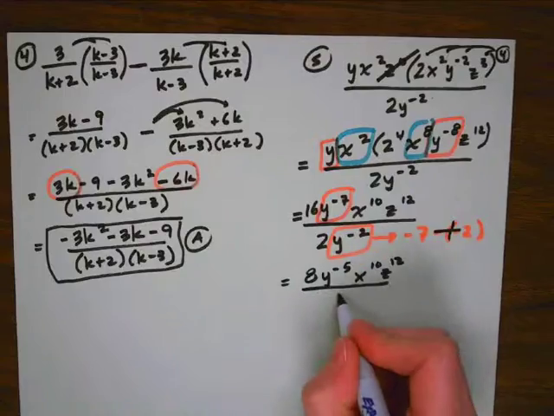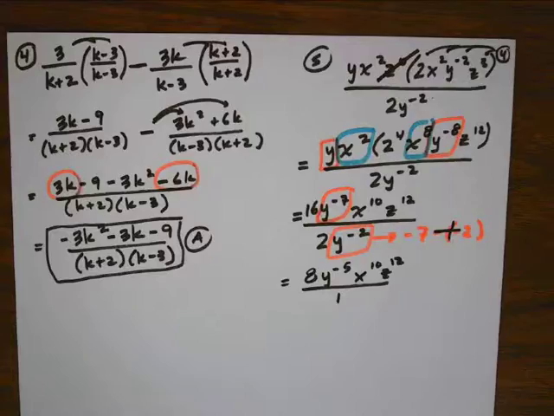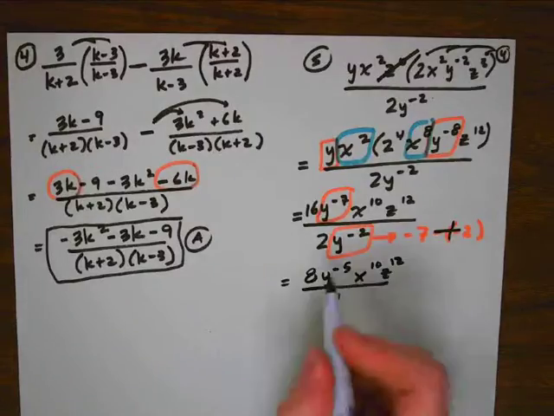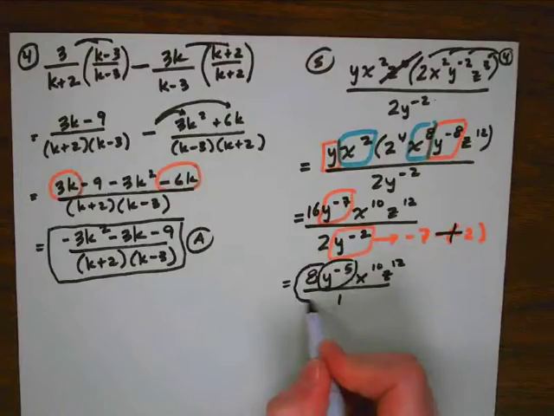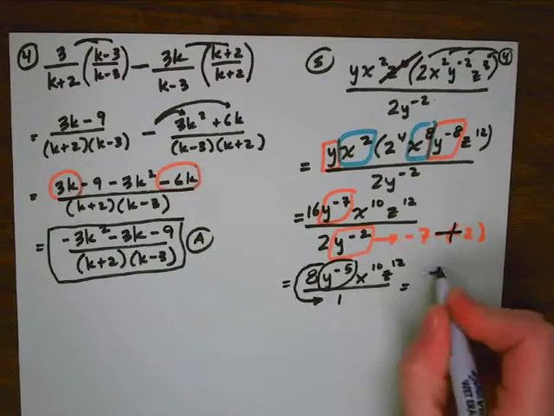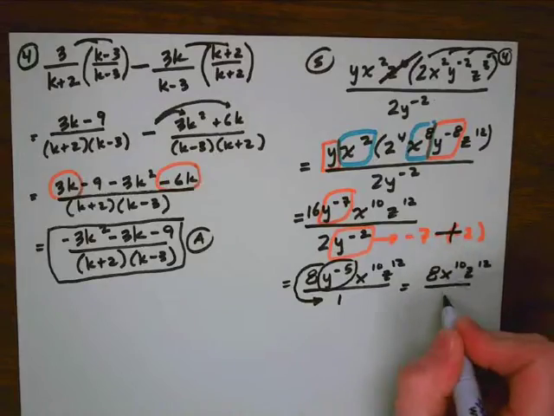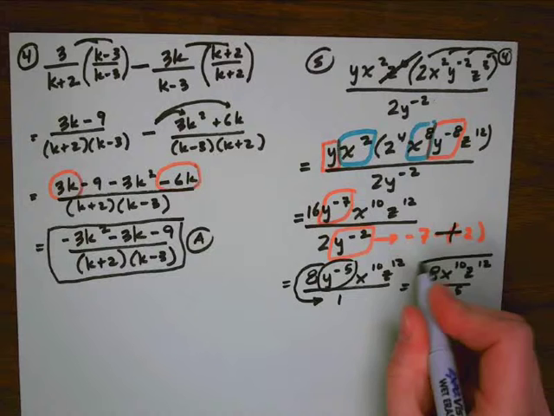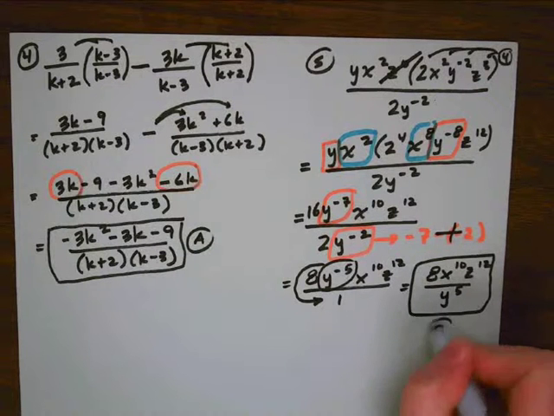Okay, so that's all still in the numerator of the fraction, and we don't have anything left in the denominator yet. But remember, we can't have negative exponents left in our answer, so we want to move anything that has a negative exponent to the bottom of the fraction. So we have 8x to the 10th, z to the 12th, all over y to the 5th. And that answer is B.